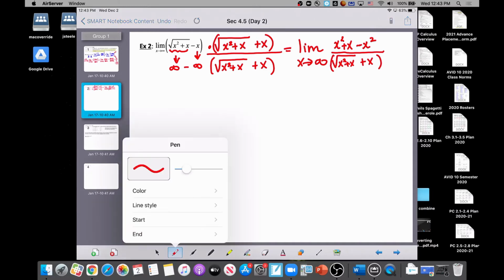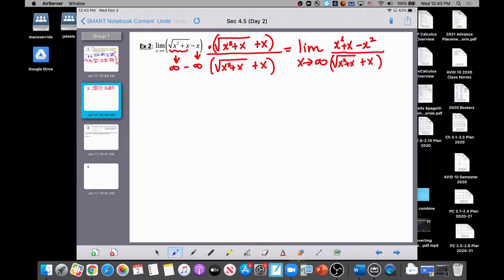But at least in my numerator, I've created something that looks a lot nicer because my x squared and my negative x squared cancel. So now I just have x, right? So now let's rewrite this over here. I have my limit as x approaches infinity of x over the square root of x squared plus x plus x. Okay, and now let's do another check.